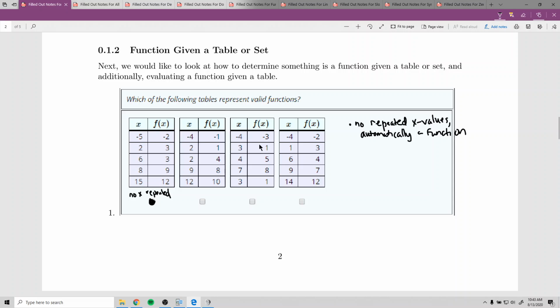All right, and I'll just go through all of them and check that. So the second one here, the x value of 2 is repeated, so I'm just going to leave that alone for now. The next one, the x value of 3 is repeated, so we'll leave that alone for now. And the last one, there are no x values repeated, so that one is automatically a function as well.